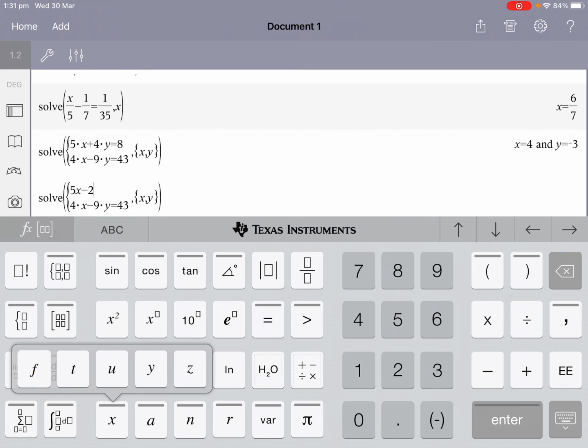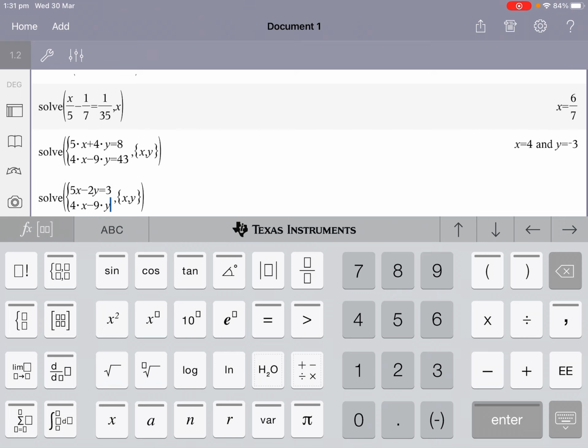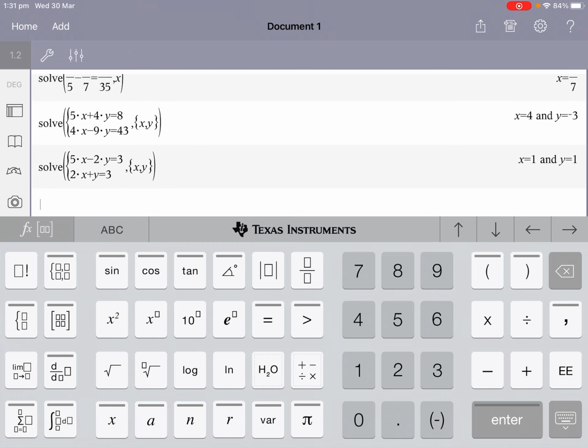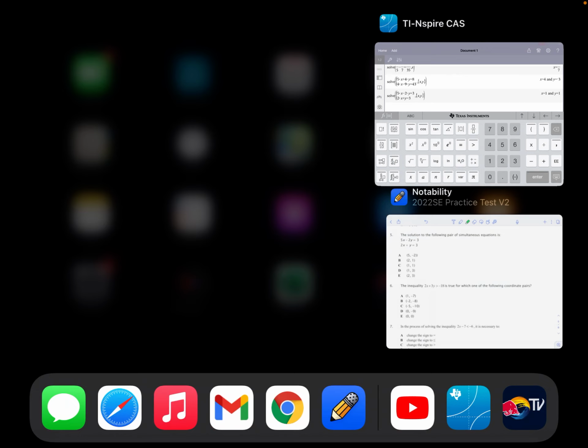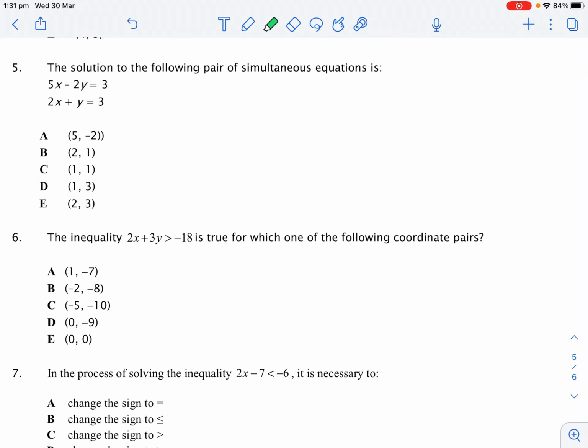5x minus 2y equals 3. And my second equation, I actually don't think this was quicker. I probably should have just gone to menu. 2x plus y equals 3. Hit enter. I get x equals 1, y equals 1.